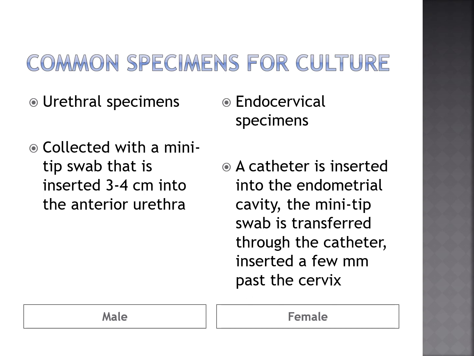In the male, the mini tip swab is collected by inserting it 3 to 4 centimeters into the anterior region of the urethra. In females, a catheter is inserted into the endometrial cavity, and a mini tip swab is transferred through that catheter and inserted a few millimeters past the cervix. So for males, the appropriate specimen for culture is the urethral specimen, and for females, endocervical specimens.